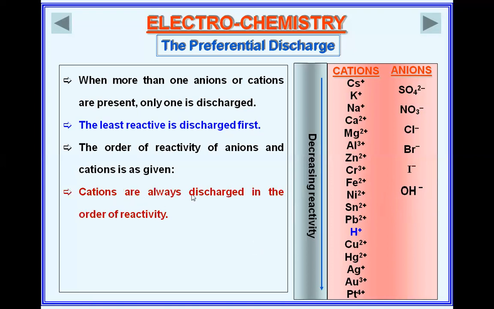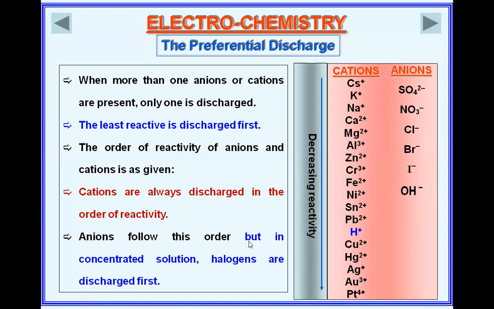So cations are always discharged in the order of reactivity, no doubt. Anions follow this order, but in concentrated solution, halogens are discharged first. Here, hydroxide ions cannot be discharged at all. But in aqueous solution, halogens are not discharged. Then oxygen gas is obtained by the discharge of hydroxide ion at the anode.